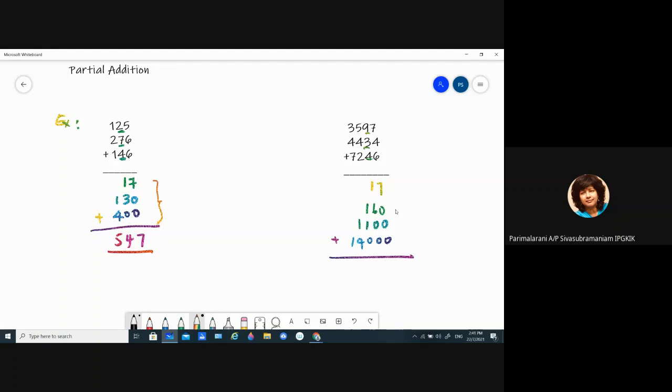So add all the numbers, because there are a lot of zeros, it's easy to add, okay? 7, 6 and 1, 7, 2, 5, 1. Correct? Did I do correctly? Yes, madam. Okay.